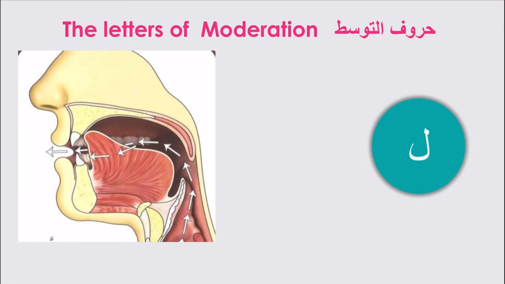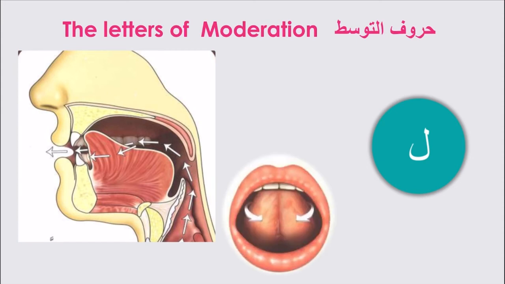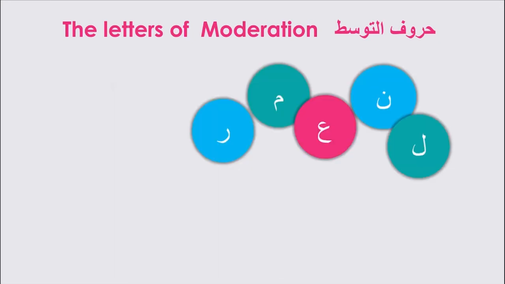Like this. Even la, li, lu, al, something blocking the sound from running, and some of the sound runs and escapes from both sides. So this is حروف التوسط. So this is the front view for the letter lam, how the sound escapes from both sides. So this is letter lam.